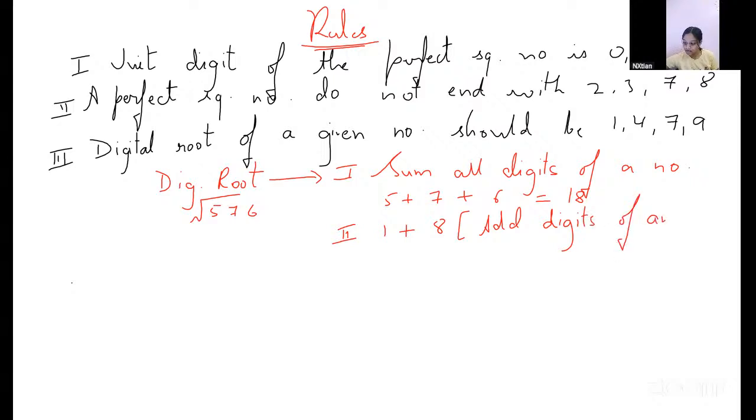Add the digits of the answer together. How much will we get now? 9. There are 1, 4, 7, and 9. Right. So this third rule is satisfied. 576. Okay. This is how we calculate the digital root.